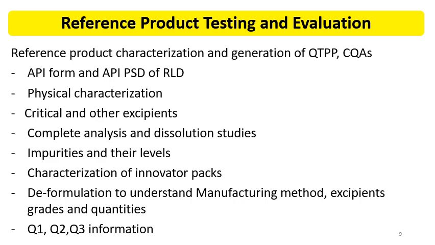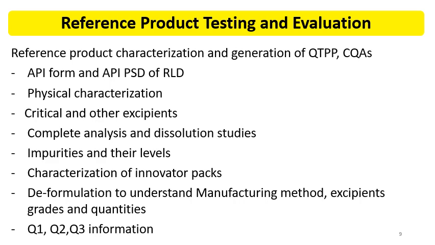It involves physical characterization, characterization of the critical excipients, like if the RLD composition contains the solubilizer, that excipient can be critical for the dissolution. So that excipient can be characterized or quantified. Then Q1, Q2, Q3 information is required to be generated. Complete analysis and dissolution studies are required to be done on the reference product.